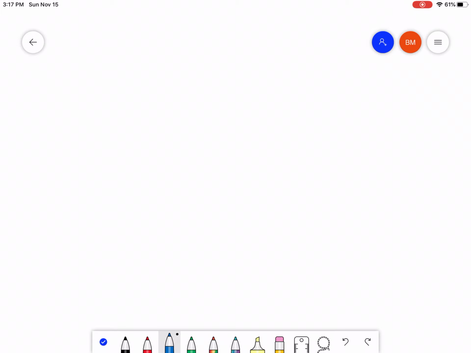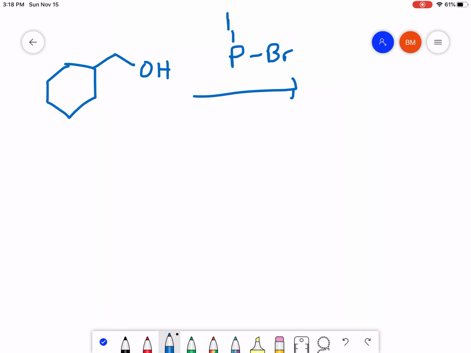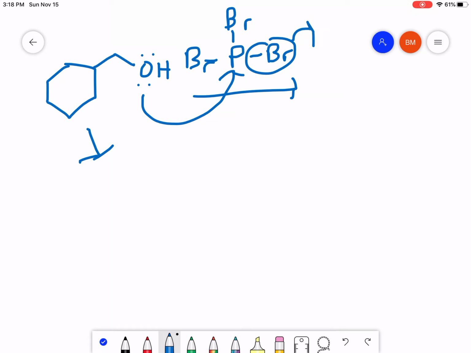All right, one last thing that you can do. Just like with the last one, this works with primary and secondaries, and it's also going to be SN2. You can use PBr3, phosphorus tribromide, in order to make an alkyl bromide. It's very similar to the last one, except a little bit simpler, actually. You can have a nucleophilic attack of the OH onto a phosphorus, which kicks off a Br minus.